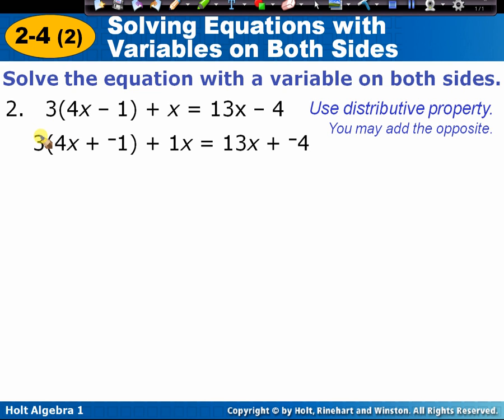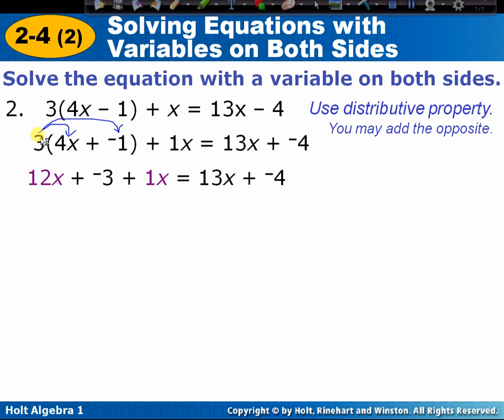All right, so we're going to take and distribute our 3. So we're going to multiply 3 times 4x and 3 times negative 1. Because we do have parentheses in this problem, and that's our first step, is to get rid of those by distributing.